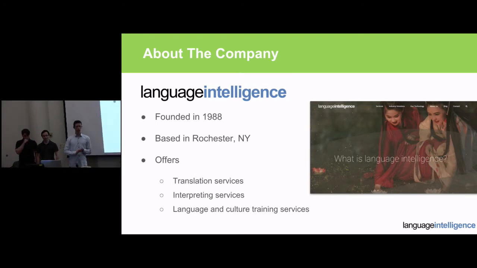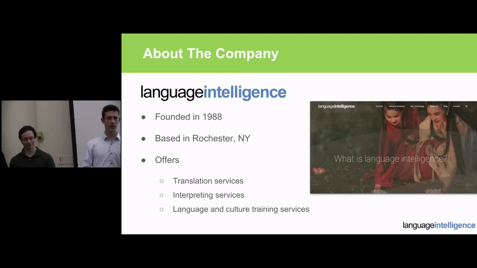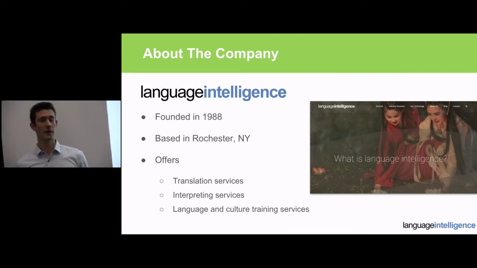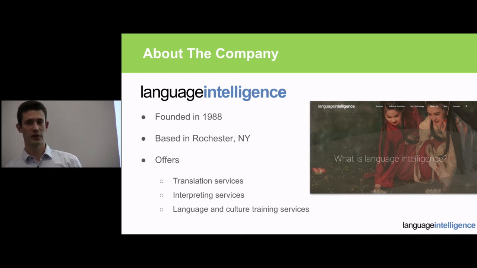So let me give you a little background about the company. Language Intelligence is a language translation services company based in Rochester. It was founded in 1988, and they specialize in language and culture training services, interpreting services, as well as language translation services. This is their second time they sponsor a senior project at RIT.